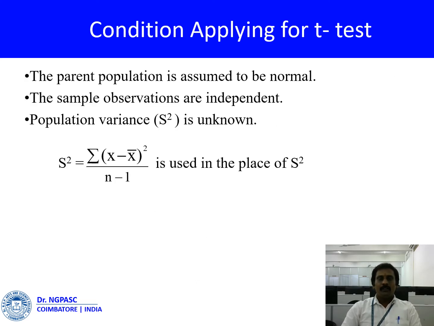Next, conditions for applying the t-test. There are three conditions. First, the parent population is assumed to be normal. Second, the sample observations are independent. Third, the population variance is unknown. When the population variance is unknown, s squared is equal to summation x minus x bar the whole squared by n minus 1, which is used in place of the population variance capital S squared.